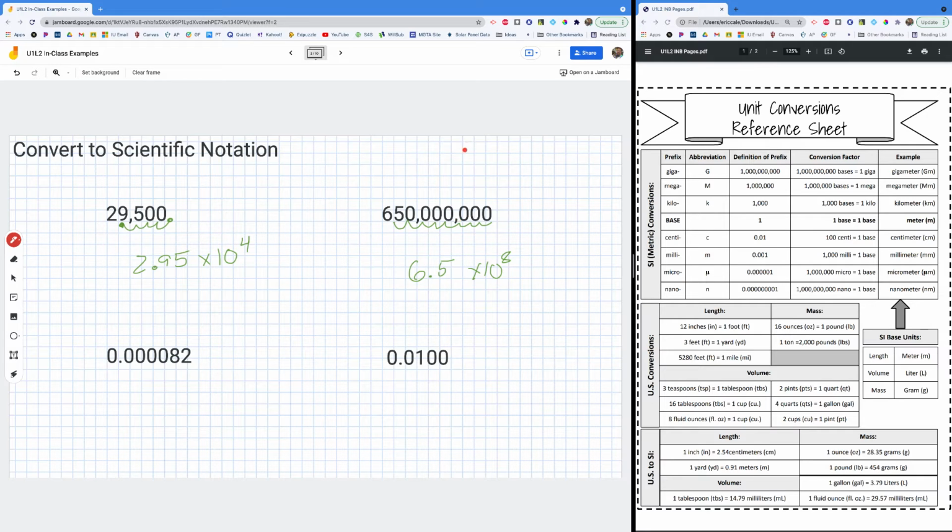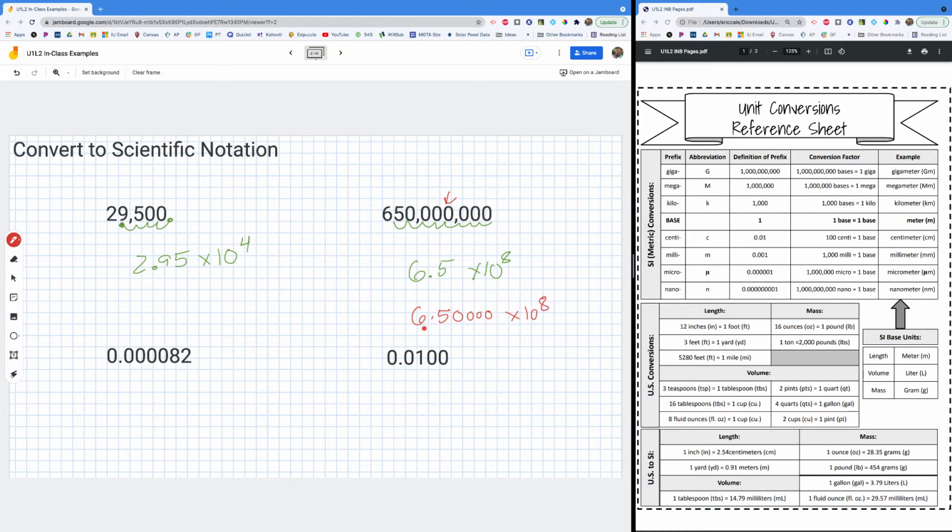It's very unlikely that somebody measured something and was only able to measure it to the 10 millionths place. They probably measured all the way maybe down to here, but there's no way to report it if you're going to write it like a whole number like that. The only way to do that is to report it as 6.50000 times 10 to the 8.